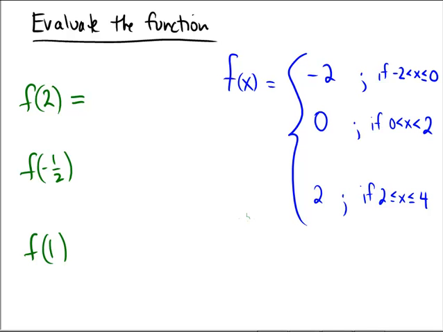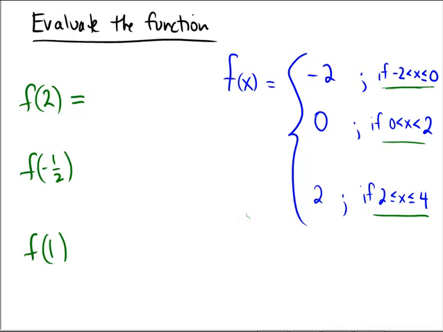Looking at the first condition, negative 2 is less than x is less than or equal to 0. Notice that 2 is not in that interval. These are the numbers from negative 2 up to 0. So you do not follow that rule. The next rule says 0 less than x less than 2. Notice 2 is not in that interval either because it says less than, not less than or equal to. 2 actually satisfies the bottom rule because it says 2 less than or equal to x.